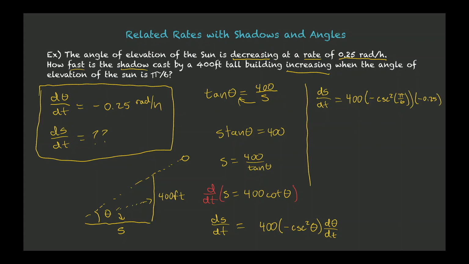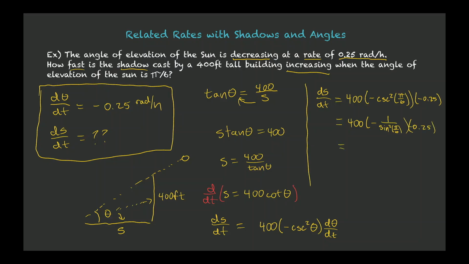Okay, all right, so now we could do this in the calculator, we could use a unit circle, but it's just arithmetic at this point really. So we have 400 times negative, and then cosecant squared of pi over 6, if we think of that as 1 over sine squared of pi over 6, to help us think about it, or to use the calculator, times negative 0.25.